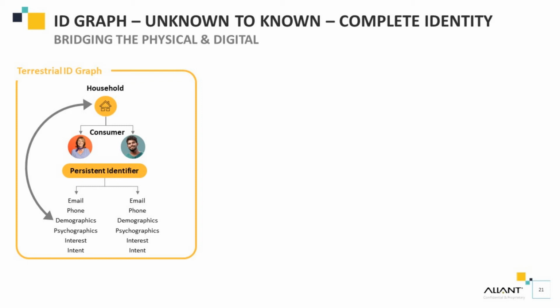As we look at the diagram, starting on the left, we see a depiction of a terrestrial identity graph. This is a type of identification we are all familiar with, starting with any personally identifiable information, PII, as simple as an email, phone number, name, or address, and applying a unique persistent identifier at the individual level, and then linking those identifiers to a household.